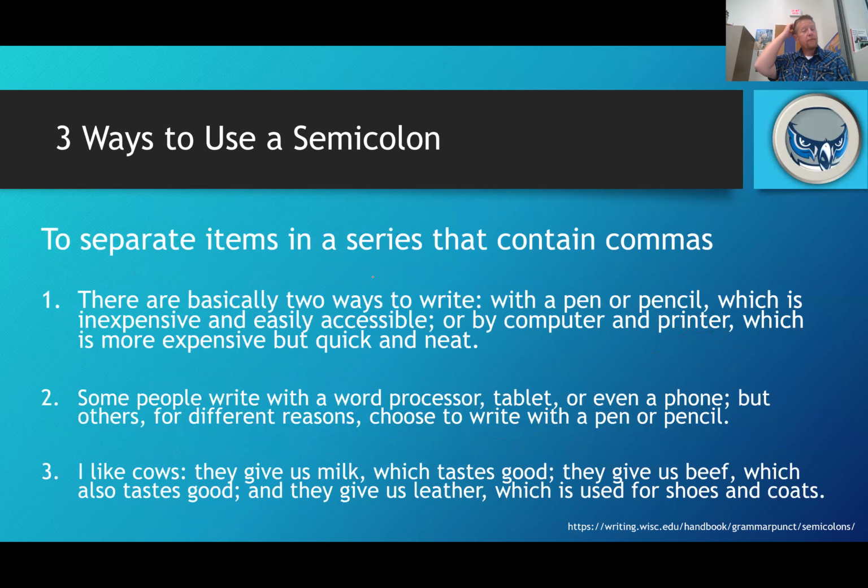All right, finally, we have to separate items in a series that contain commas. And this one, I want your eyes on the screen because we've got a lot going on in these examples. But what we've got are, most importantly, items in a series, and each item in the series contains commas. Now, if you say, for dinner, I had salad, steak, and potatoes, those are items in a series, but there are no commas within those items. Let me show you what I mean.